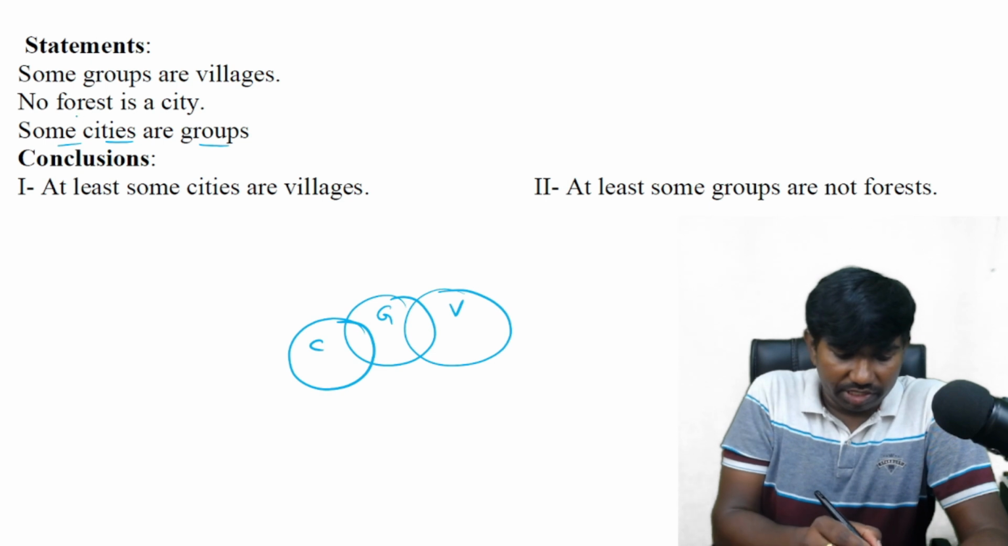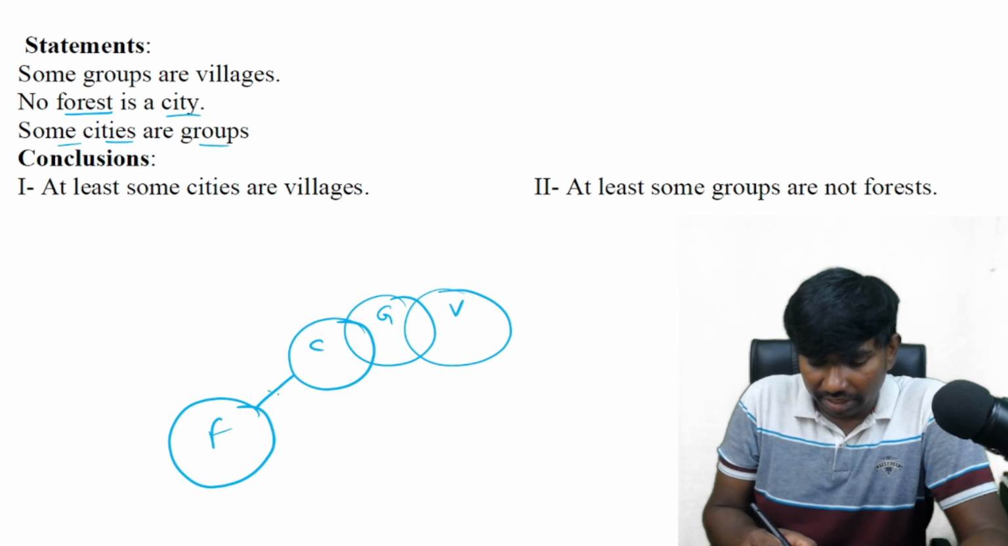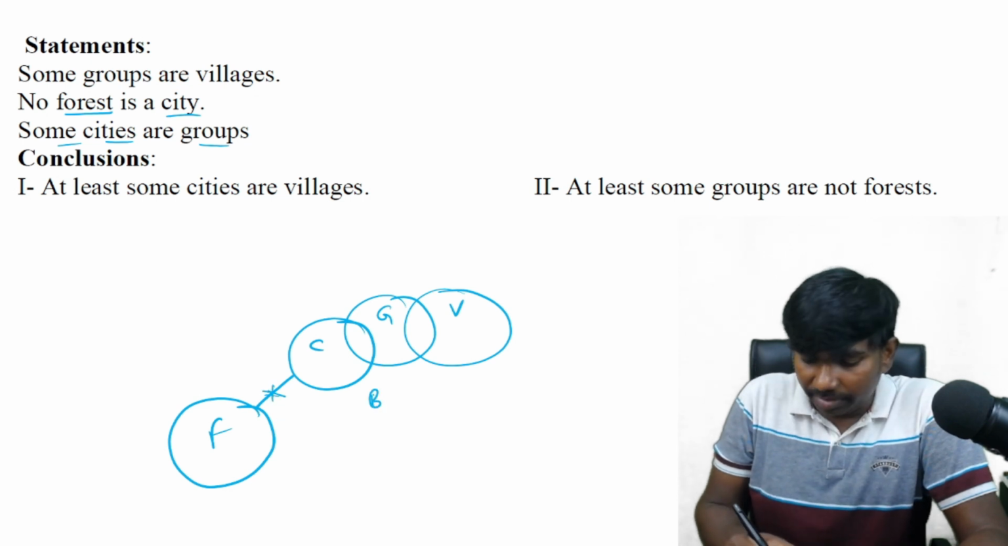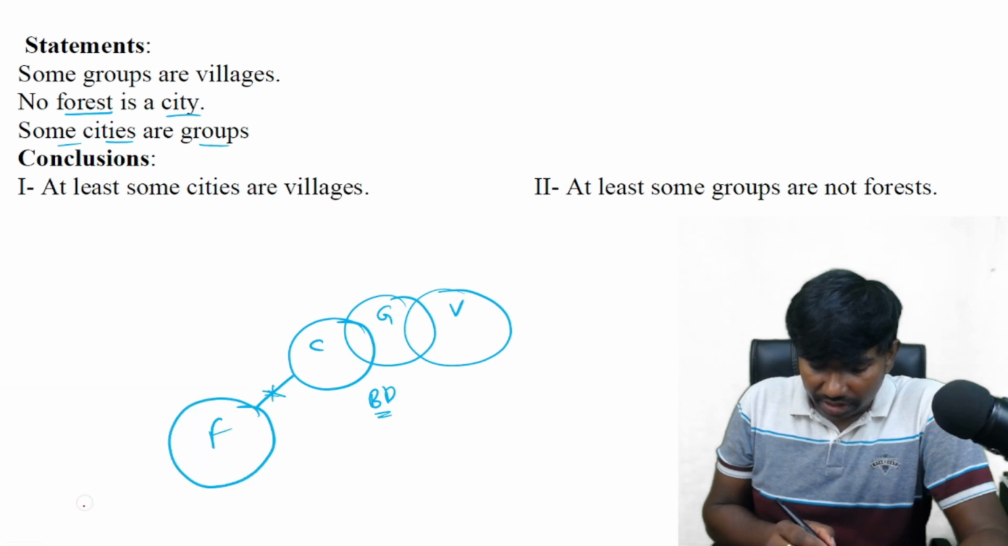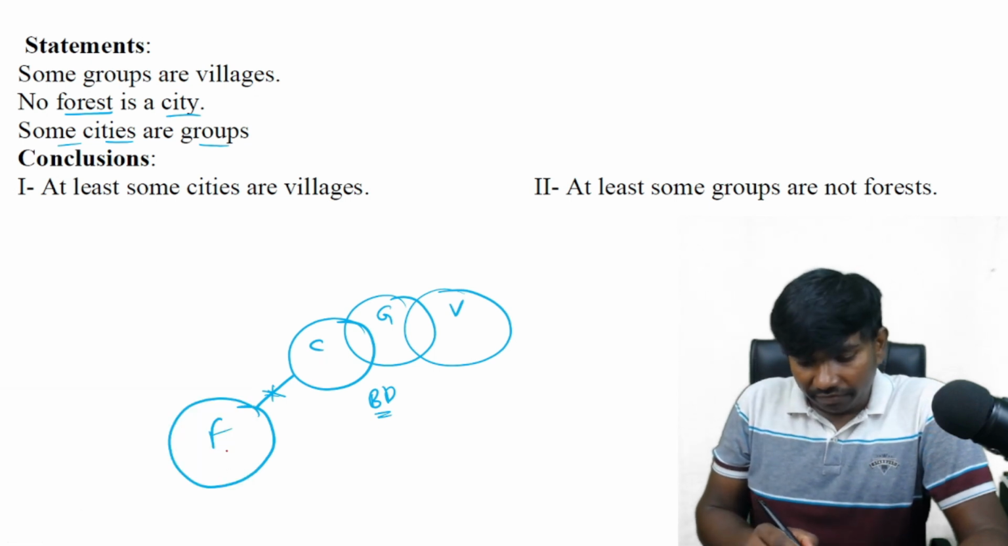Now coming to the previous statement, no forest is a city. There should be no intersection between forest and city in any possibility, right? So this is the basic diagram. Tell me, from this diagram, can F intersect with C? No, F can never intersect with C. But can F intersect with G?